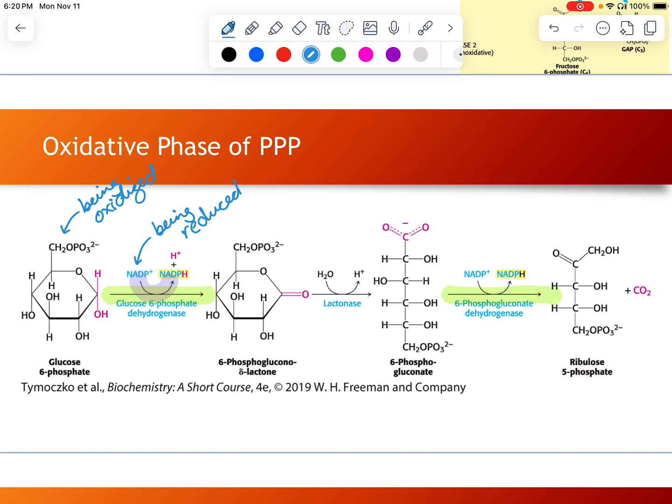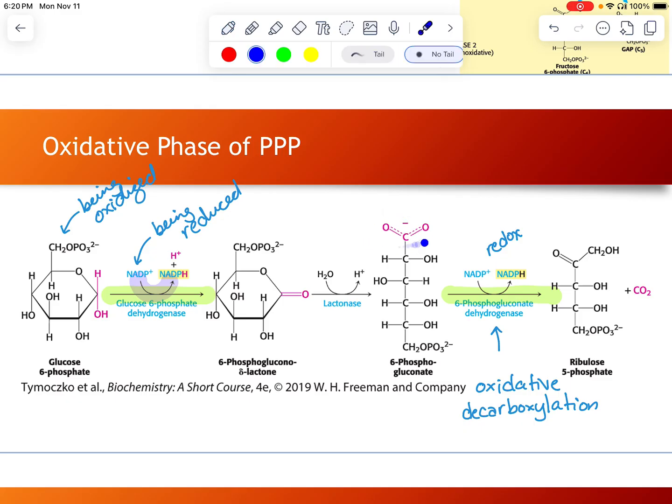If we look at the second one over here, we see that besides the reduction, it is again a redox reaction, it is also a decarboxylation. So when we say that, we call that an oxidative decarboxylation reaction. And we can see that, right? You can see that this is breaking off. Okay, we're going from 6 carbon to a 5 carbon.